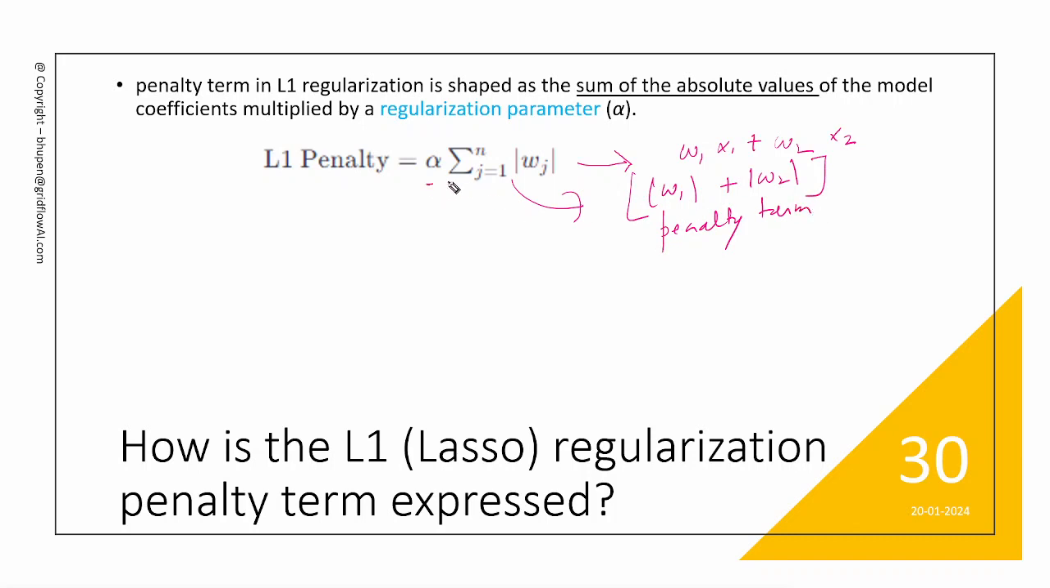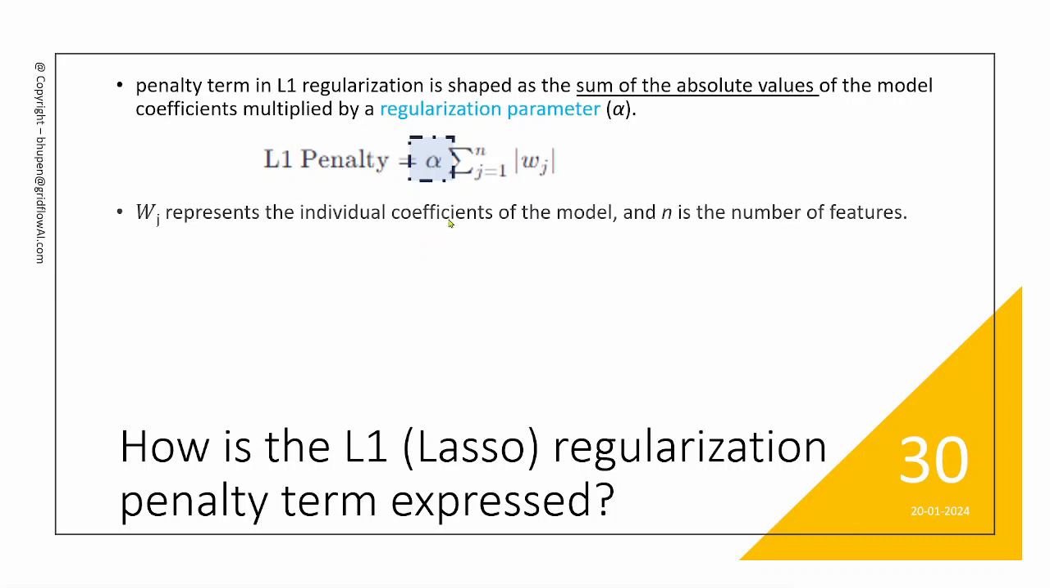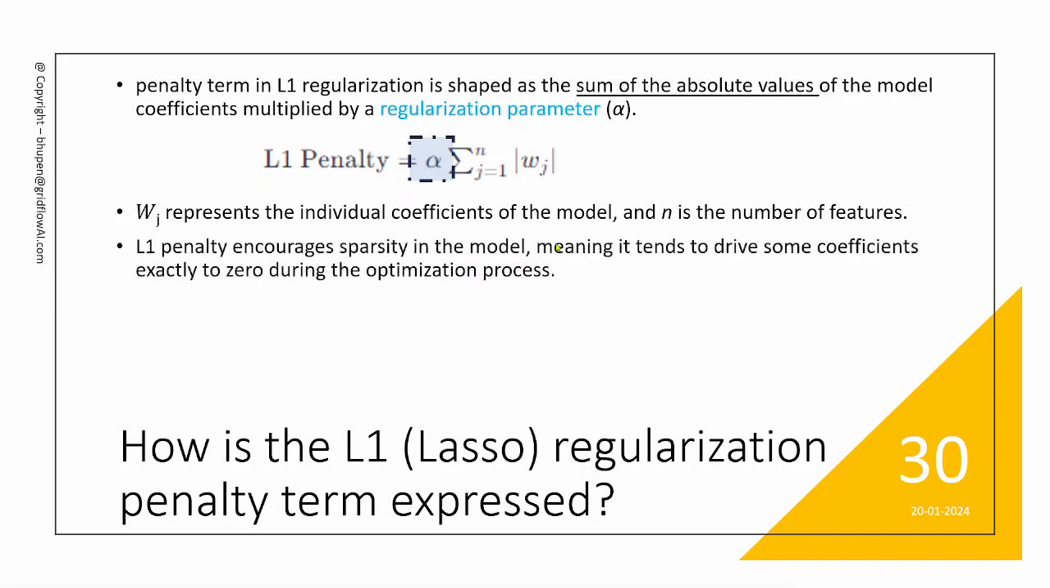And we are going to multiply it with some alpha, which is a configurable parameter. We'll see what the significance of this alpha is. So this equation simply means configure the penalty term into the loss function. I marked alpha here in a box because I need to explain what this alpha is all about, and how it actually helps in regularization. And Wj is simply the individual coefficients of the model, like W1, W2, and n is the number of features or number of columns in the model.